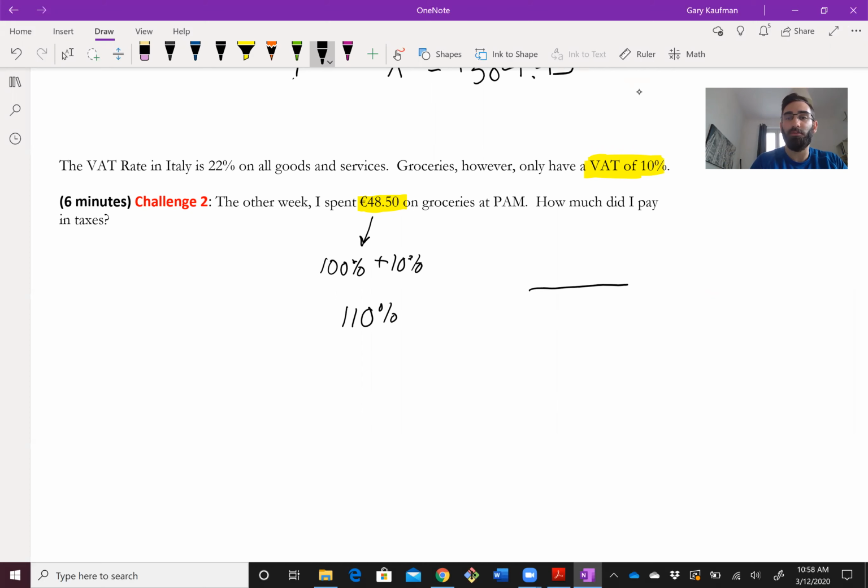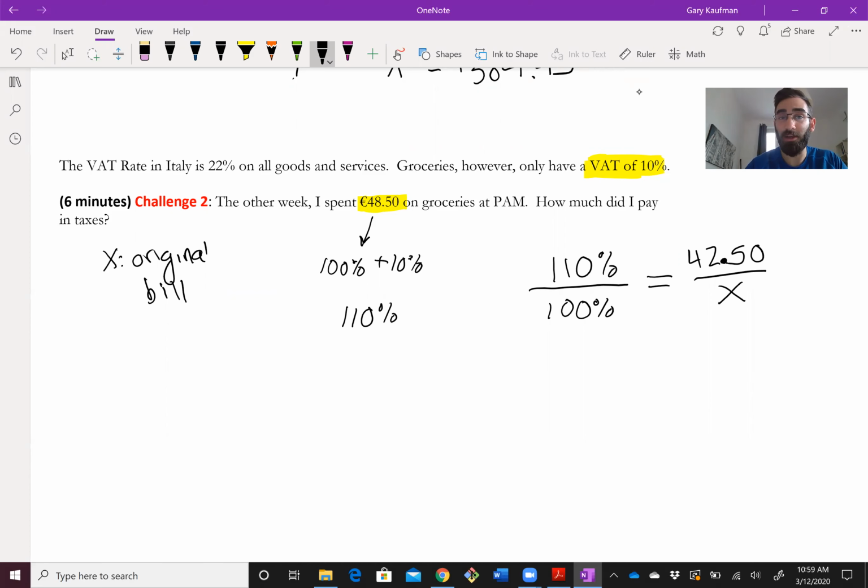So again, I don't have my 100%. That's what I'm looking for, so we'll say x original bill. I know we're asked to find the taxes, but we'll get there in a second. I'm given the 110%, which is $48.50. So just in case you didn't have that, now go and try to solve it.